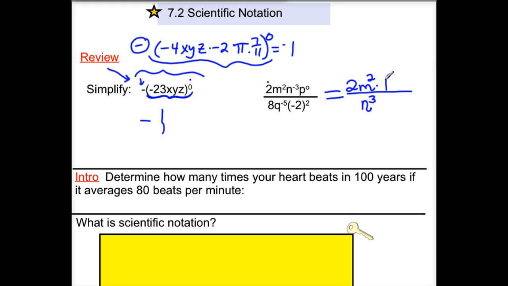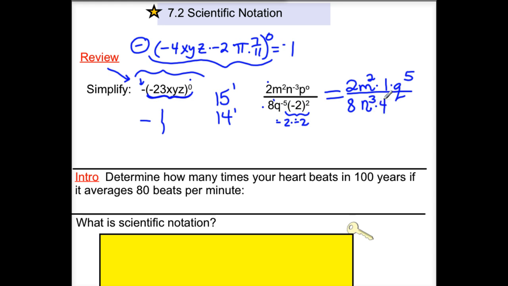Now I'm going to go to the bottom, and I've got an 8, and that's 8 to the first when you don't see it. Again, when I say how old are you, it's 15 or 14 or whatever your age is. Technically, that's to the first power, so we don't say it and we don't write it, but we need to think it. That's 8 to a positive power, so it's going to stay put. Q to the negative fifth is going to go up as q to the fifth. And lastly, on the bottom here, I have a negative 2, in parentheses, squared, which means a negative 2 times itself twice. And a negative times a negative is a positive.